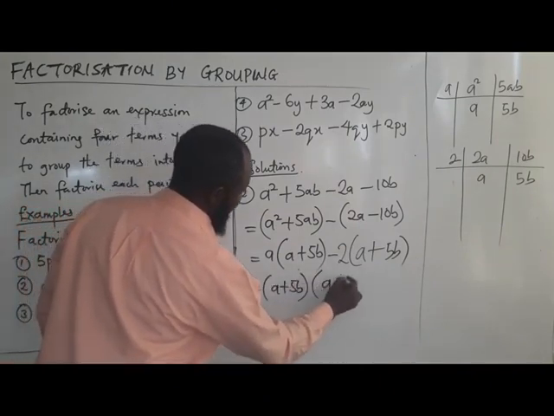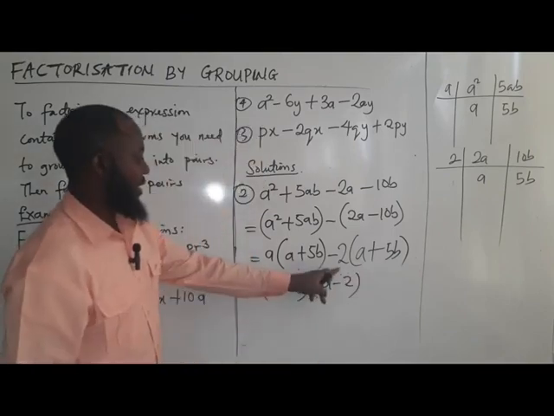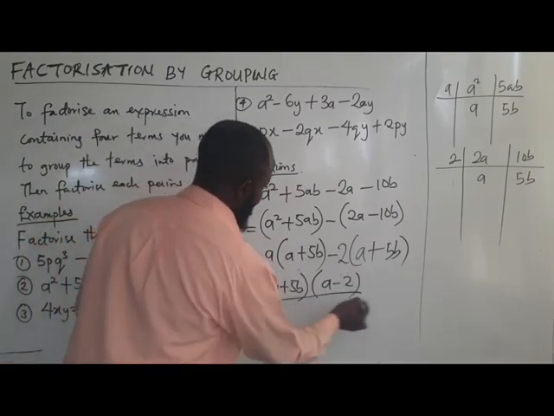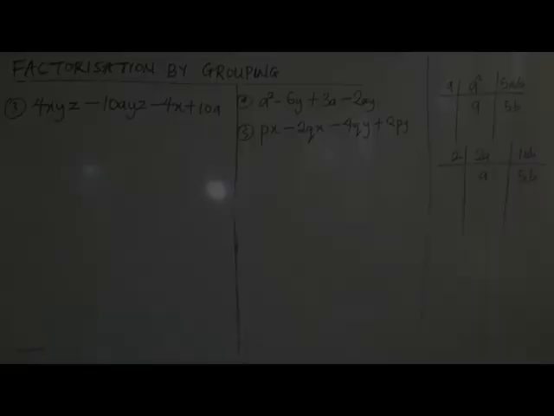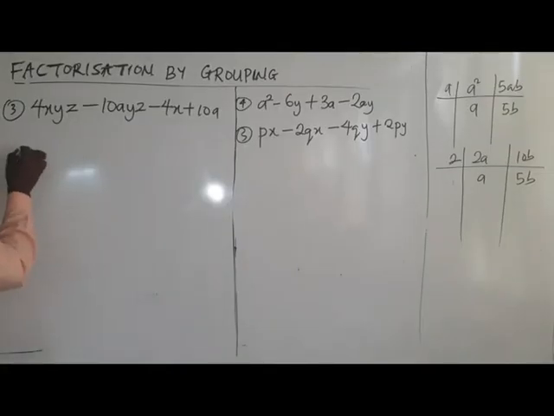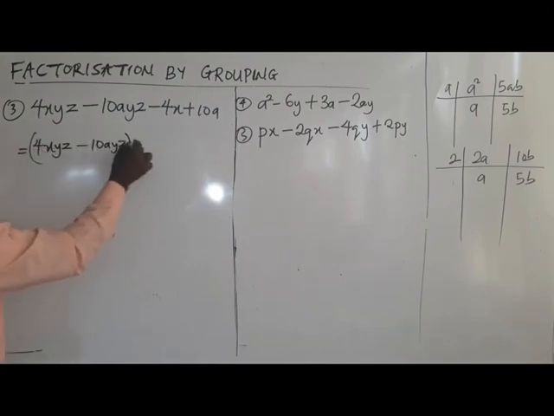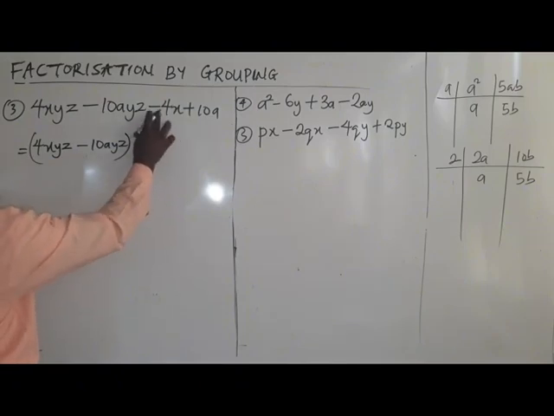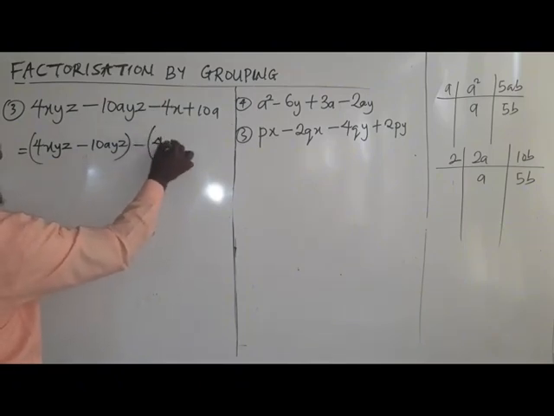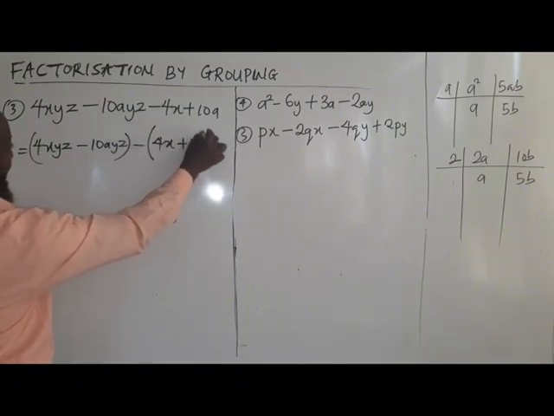Then that is a minus 2b. We combine what we have outside the two brackets. So that is the final answer. We do the same thing with the next pair, that is 4xyz minus 10ayz. That's one pair. Minus, so 4x plus 10a.